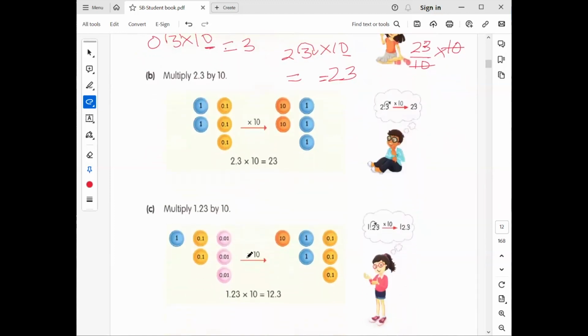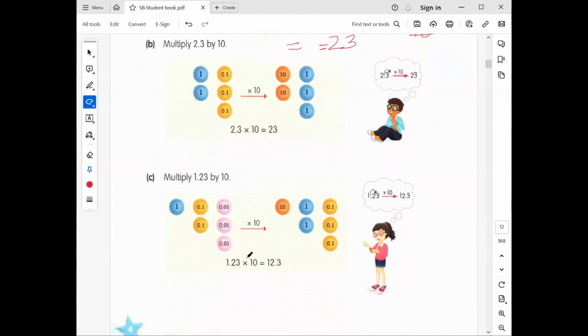Okay. Now next one. If you see, the next one will give you more clarification. 1.23 times 10. Now, 10 has how many zeros? 1, right? 10 has 1 zero. We are only going to move the decimal 1 point only. When we move the decimal by 1, our decimal will now come here and our answer is going to be 12.3.